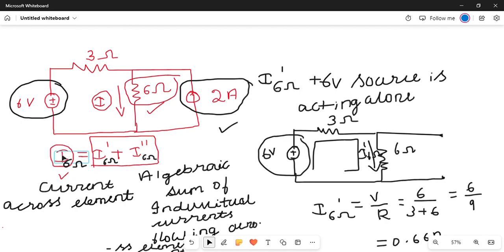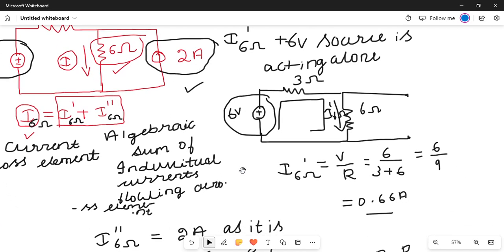Sorry. So the algebraic sum of individual currents flowing across this resistance becomes I6 ohm. That is, this is the algebraic sum of individual current flowing across the 6 ohm resistor, right? That is what you have to find out.